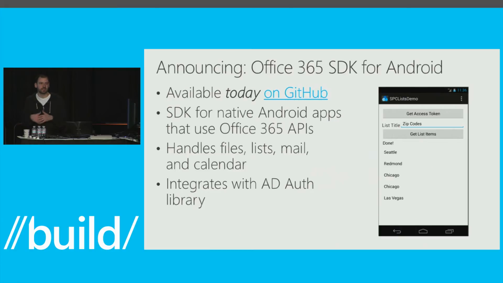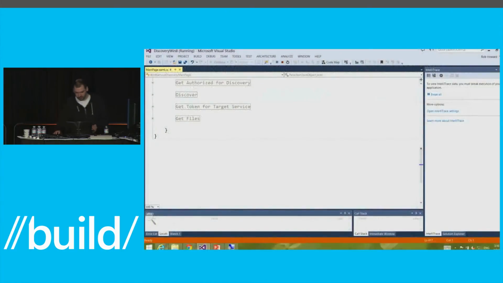There's a bunch of tests and sample code inside there if you want to see how to use it. It's a native SDK for building native Android applications against the Office 365 APIs. And there's specific functionality in there right now for files, lists, mail, and calendar. And it integrates with the Azure Active Directory authentication library for Android in order to handle auth in the same way. So I'll show you a real quick demo of a super basic application.